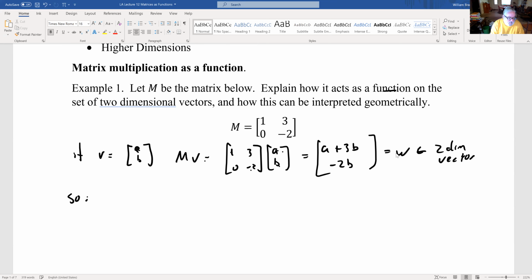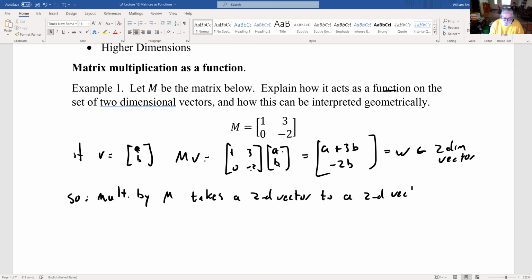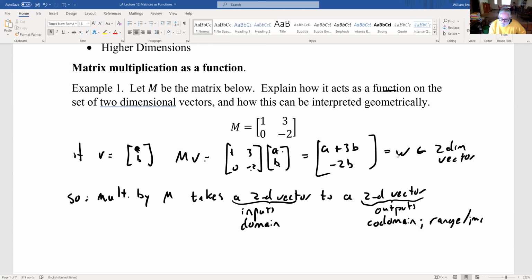So multiplication by M takes a 2D vector to a 2D vector, right? What it takes as its inputs, we generally call the domain. And then the outputs, technically, we call the codomain, or the range, or the image. I'm going to draw a distinction between these words in a little bit.